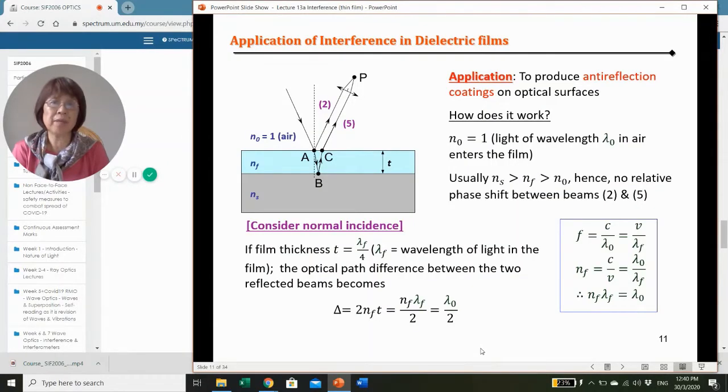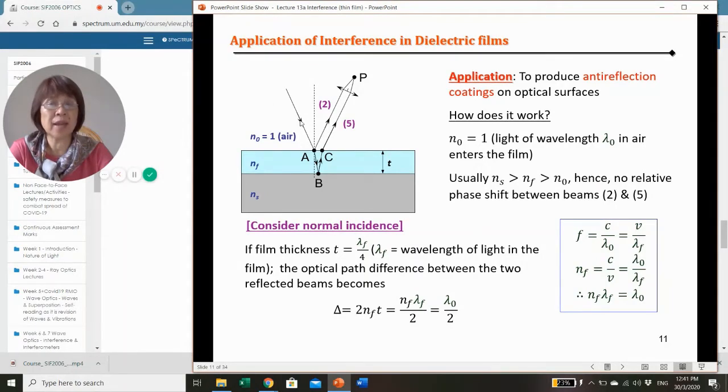We'll look into one of the applications using interference in dielectric films. What we would like to produce would be an anti-reflective coating on, for example, our glasses. If we want it to be anti-reflective, that would mean that we would like to have ray 2 and ray 5 both disappear when they reach P. So how do we do that? That's when we force them to undergo destructive interference, and that can be done. We're going to explain now.